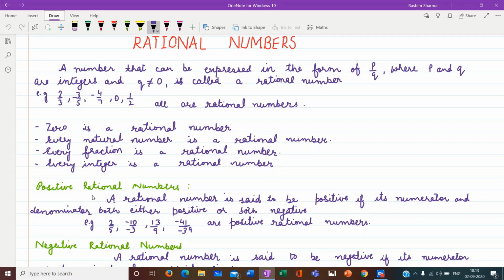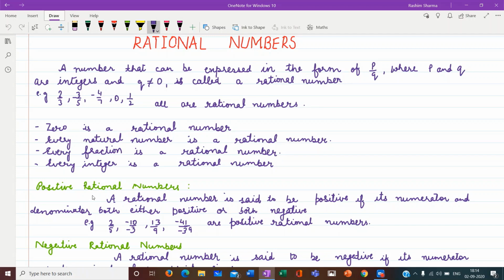In today's class, we are going to start with chapter 4, rational numbers. Now, let us understand what is a rational number. A number that can be expressed in the form of p upon q, where p and q are integers and q is not equal to 0 is called a rational number.